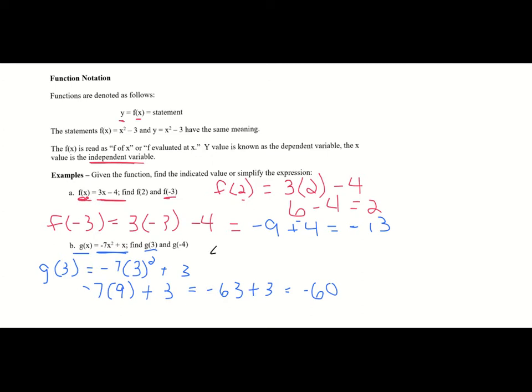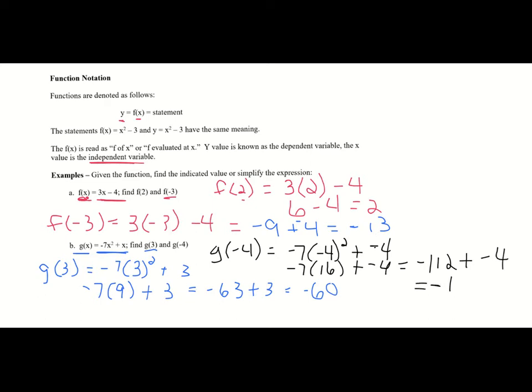And now we have to do g of negative 4. So I'm going to do negative 7 times negative 4 squared plus negative 4. Negative 4 squared is 16. So I have negative 7 times positive, not negative 16, but positive 16, because negative 4 times negative 4 makes that positive. And then plus our negative 4. So negative 7 times 16 is equal to negative 112 plus negative 4. So my final answer is going to be negative 116.